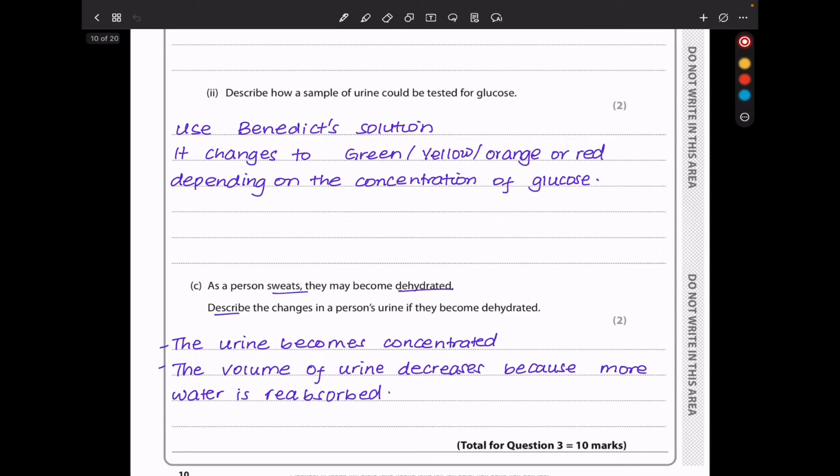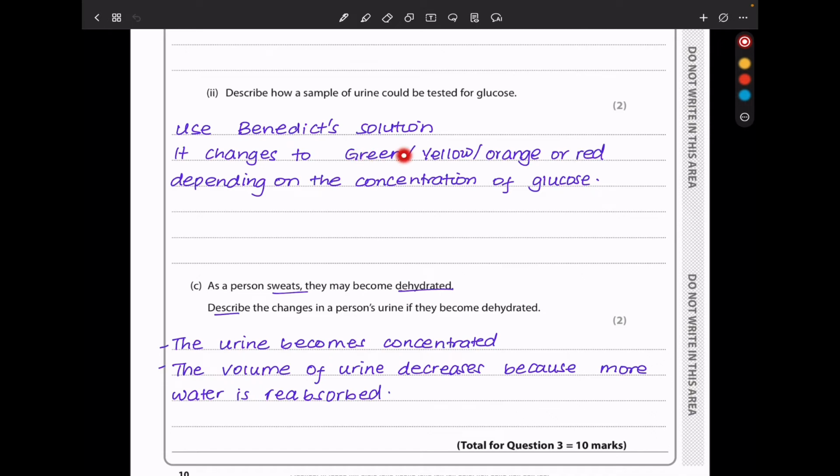And next they say describe how a sample of urine could be tested for glucose. Since glucose is a reducing sugar, we use Benedict's solution. The solution is going to change from blue to either green, yellow, orange, or red based on the concentration. If it turns red, then there is a higher concentration of glucose. And if it turns green, then the concentration of glucose is going to be lower.